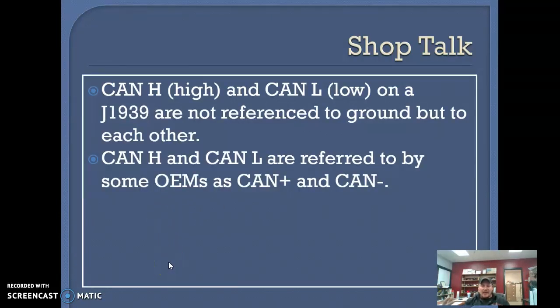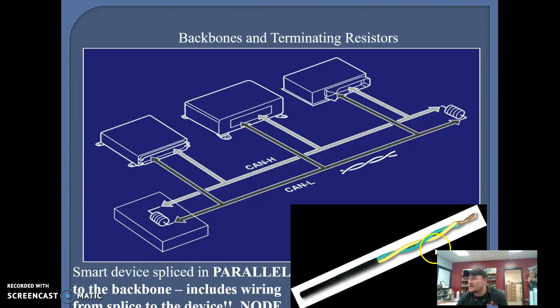All right, so CAN high and CAN low. The difference in the wires. This is the yellow wire versus the green wire. So if we go back to our previous slide here real quick, CAN high, CAN low. That simple.